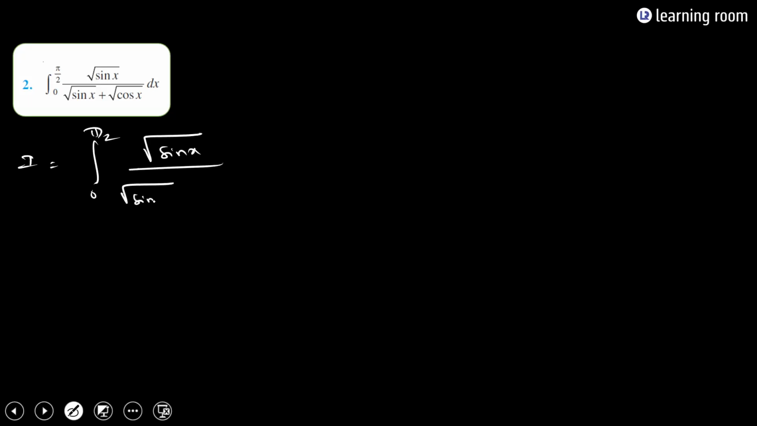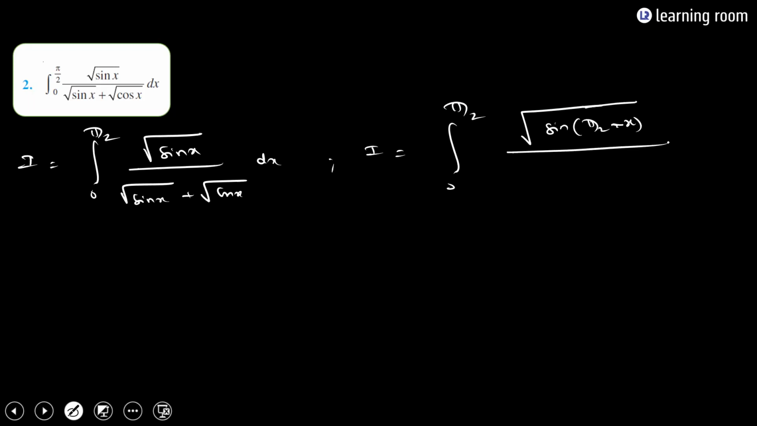So this one is also similar to what we did yesterday. I is equal to integral of 0 to pi by 2 root sin x divided by root sin x plus root cos x dx. So I will be equal to integral of 0 to pi by 2 root of sin of pi by 2 minus x divided by root of sin of pi by 2 minus x plus root of cos of pi by 2 minus x dx. Right.